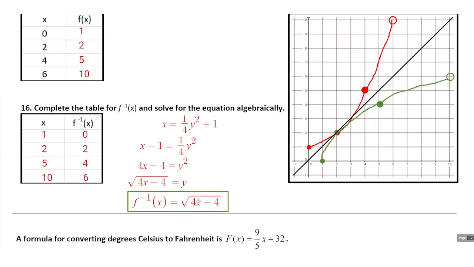And I think if you plug in these numbers, they should all kind of work out. 4 times 1 minus 4, that is 0. 4 times 2 is 8, minus 4 is 4. Square root of 4, 2. So that checks out also. If I plug in 5, 4 times 5 is 20, minus 4 is 16. Square root of 16 is 4. And finally, if I plug in 10, I get 4 times 10, that's 40, minus 4 is 36. Square root of 36 is 6. So everything's all good there.